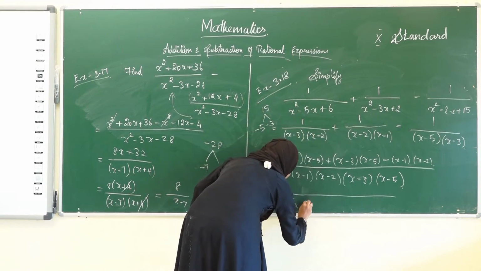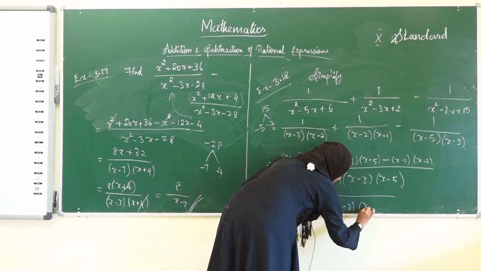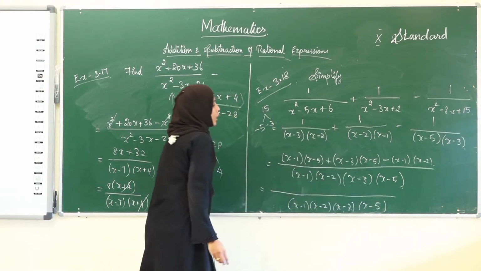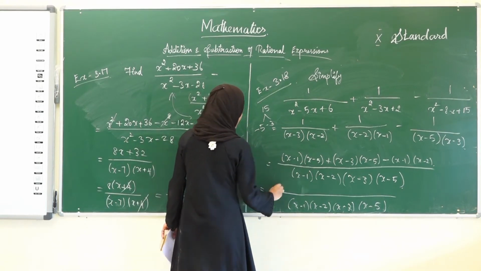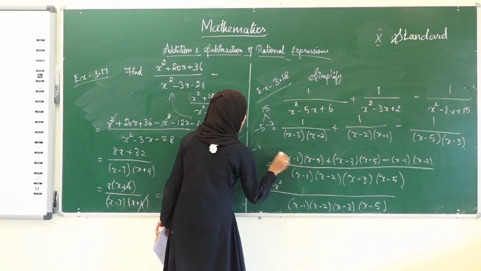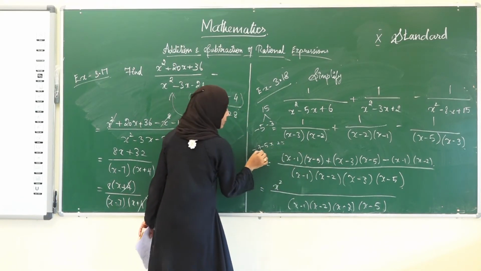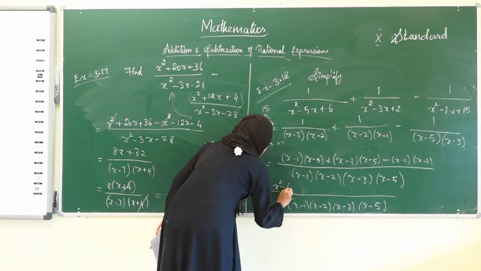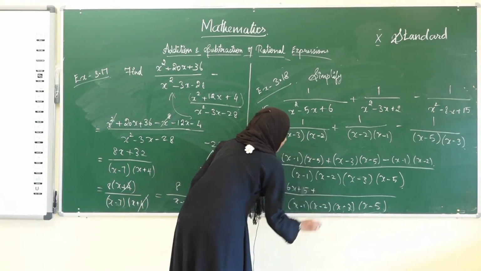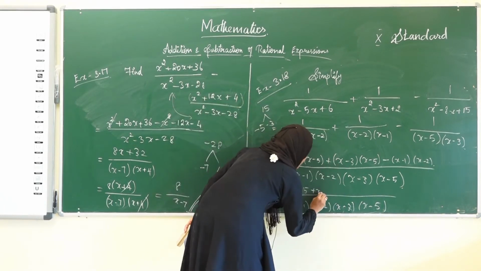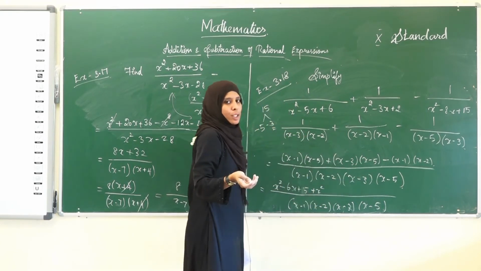Let the denominator be as it is, x minus 1 into x minus 2 into x minus 3 into x minus 5. Now, shall we multiply this? This is x square minus x minus 5x plus 5, right? Minus 5x and minus x is minus 6x plus 5. Plus this will be x square minus 3x minus 5x, minus 3x and minus 5x is minus 8x.